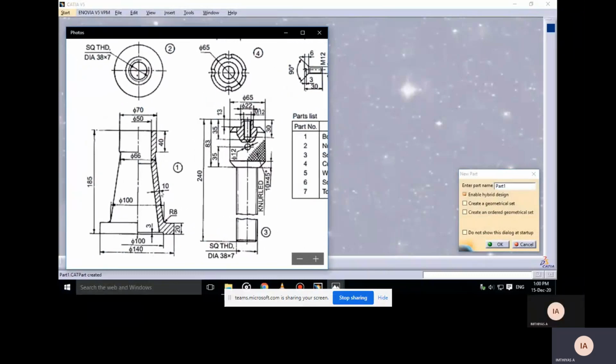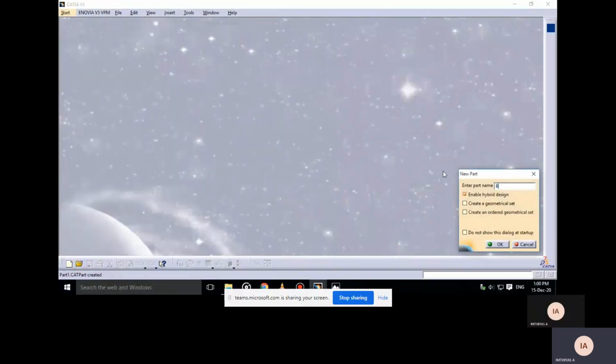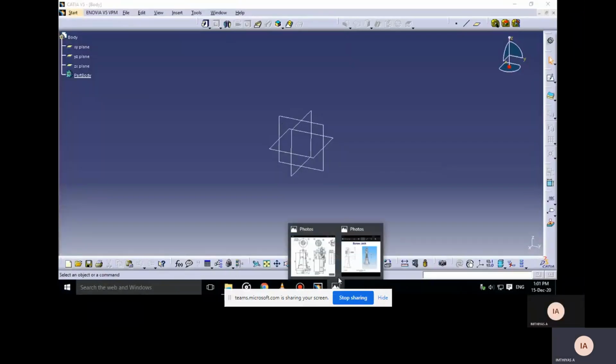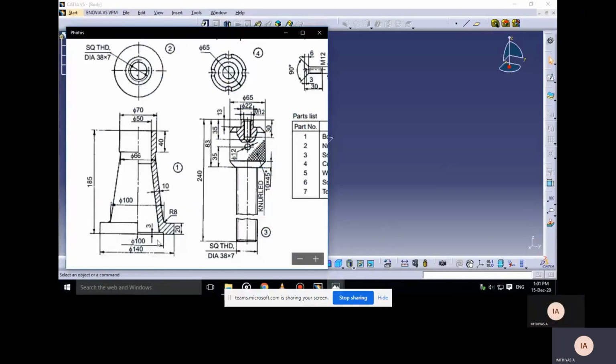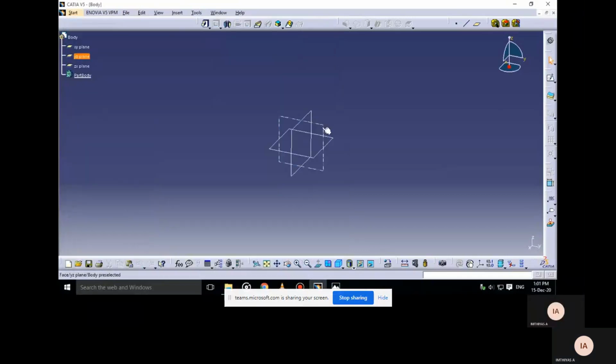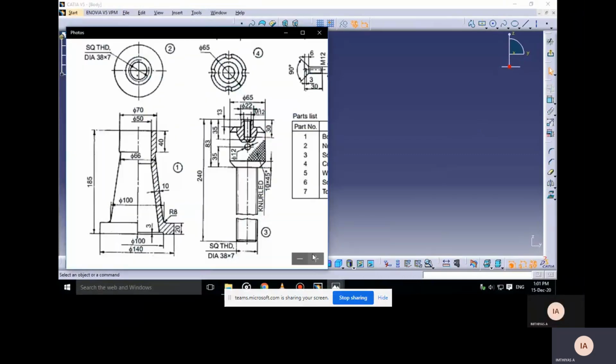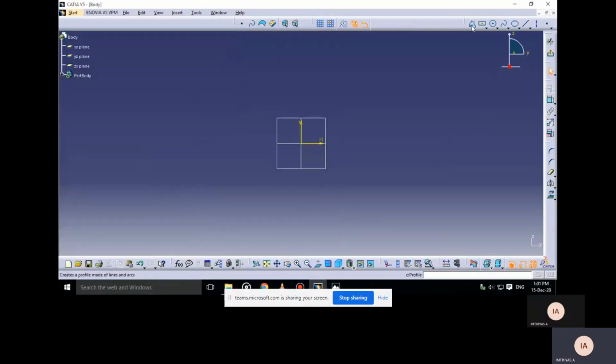So this is the design drawing. Let me start with the first part, body. Actually it is a symmetric object, so we will draw a profile and then we can revolve it. That means we can use the shaft command. The dimensions are given in the diagram. We'll start with the profile.